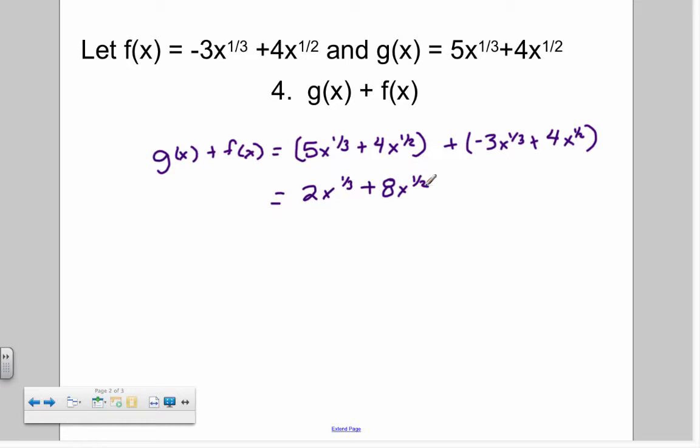Now, it does ask me to give my domain. So I have to think about the domain of both the g of x and the f of x. So my domain of f of x, if we think about this, I have a power of 1/3. So that means I can have all real numbers for this x. But because I have a power of 1/2, I can only have non-negative numbers for this x. So for f of x, my domain is non-negative real numbers.